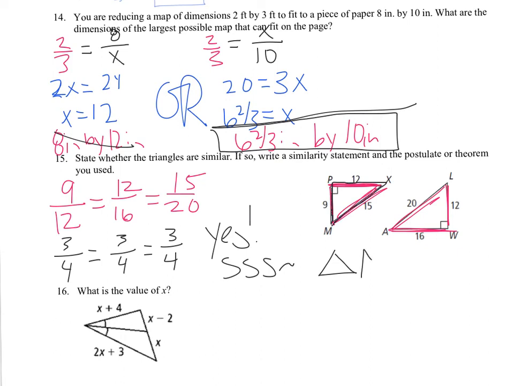So that would be MPX. So again, just to make sure I did this, I started at M, I traced over my smallest length, my medium, and then large. I have my little similarity symbol. I have to make sure to go in that same order.